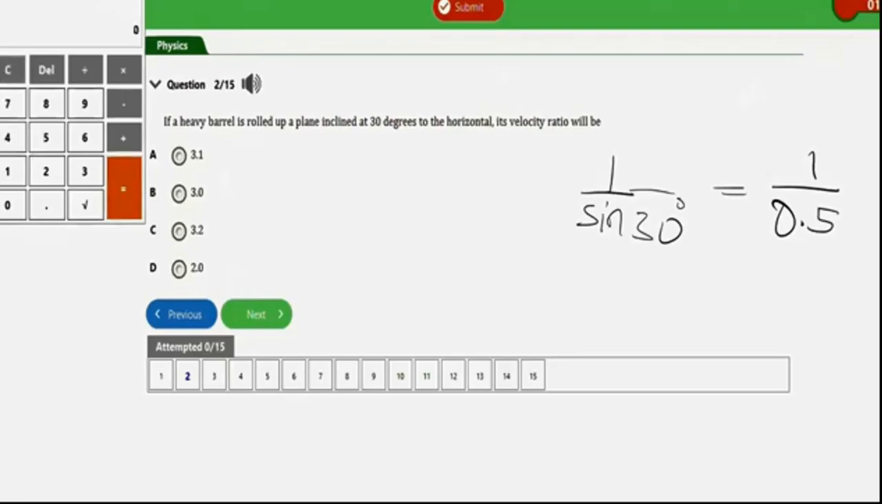So that's it for this question. When you are dealing with machines, velocity ratio for a plane inclined to the horizontal is usually sine, not cos. Just take note of this basic information. So the next question will be this one.